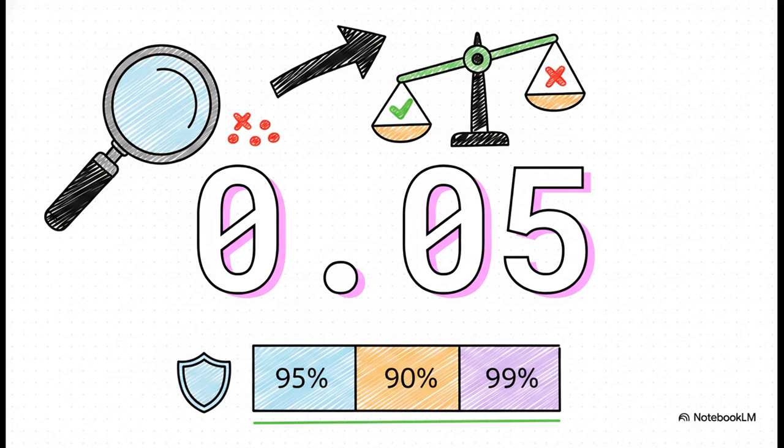Now, the most common alpha level you'll see is 0.05. This represents the maximum acceptable probability of making a type 1 error, giving us a really rigorous 95% confidence threshold in our results. Of course, depending on the stakes, researchers might loosen that to an alpha of 0.10 for 90% confidence, or tighten it to a very strict 0.01 for 99% confidence.